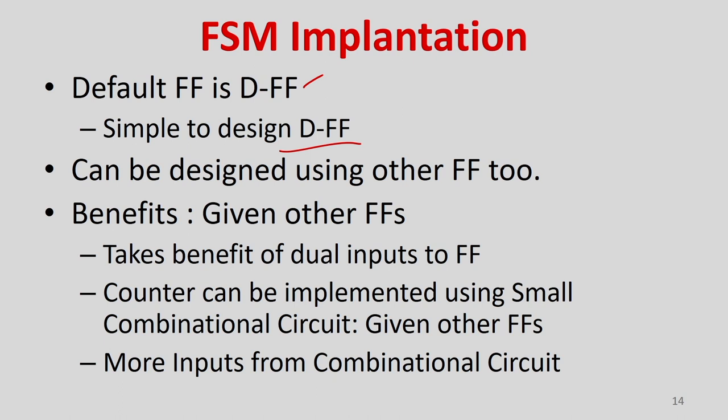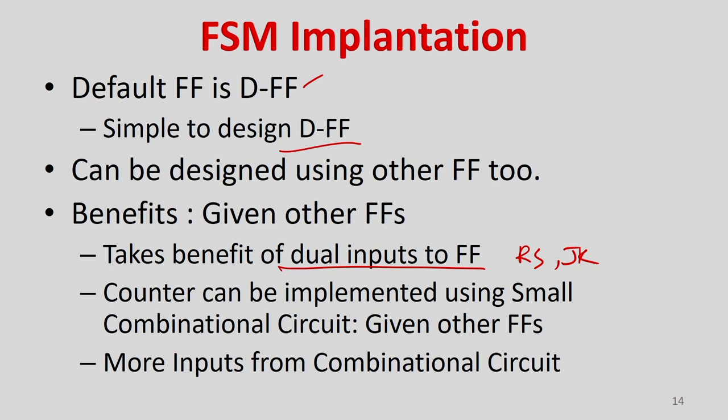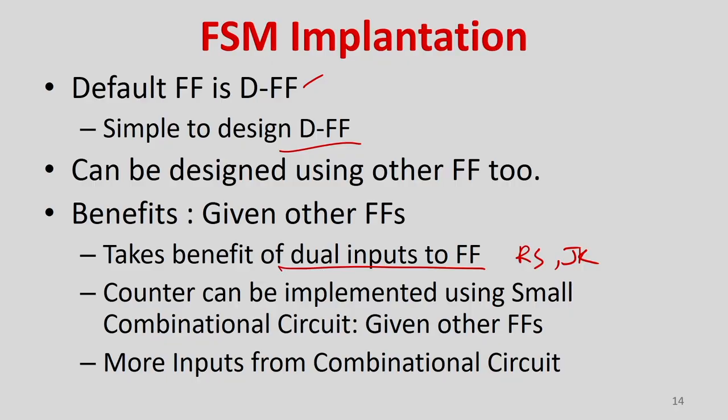And this FSM can be designed using other flip flops too. The benefit of other flip flops is that we can take advantage of dual inputs. RS and JK have dual inputs. Why not take benefit of dual inputs? The counter can be implemented using a smaller combinational circuit given other flip flops, maybe. Let us see with some examples. We may require more inputs from the combinational circuit to the state register. If you are implementing the state register using JK flip flops, then we require twice the number of inputs, because for each flip flop we require 2 inputs.